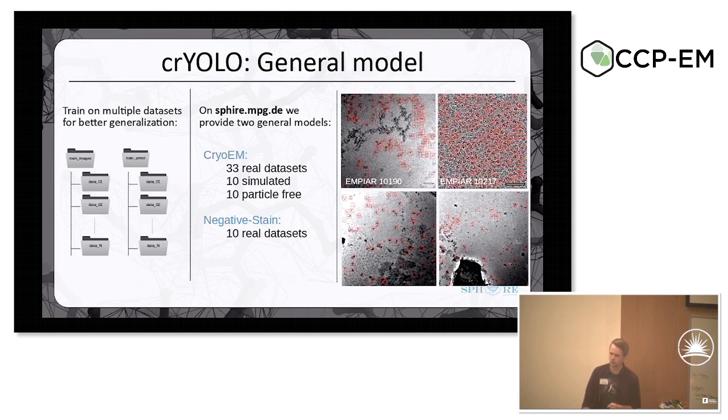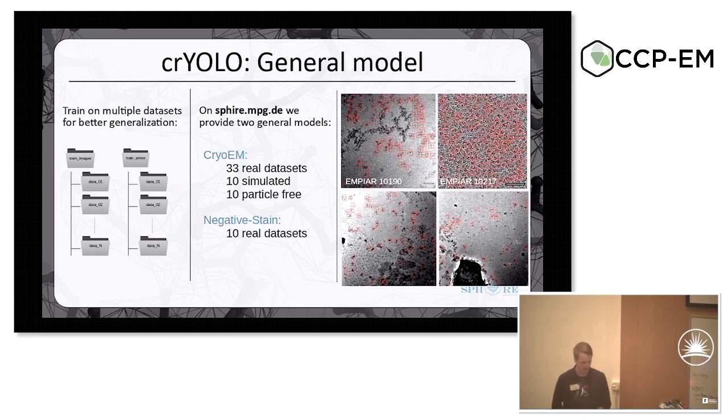And we created two general models that are available on our website. The more powerful one is the one for cryo-EM, because we simply have more training data for it. It consists of 32 hand-picked real data sets. All of them consist of 20 to 40 images. And we simulated 10 other data sets, and we also added data sets which do not contain any particles, only contamination. And on the right side, you'll see if we apply this model to data sets which are not part of the general model, it still performs pretty well.